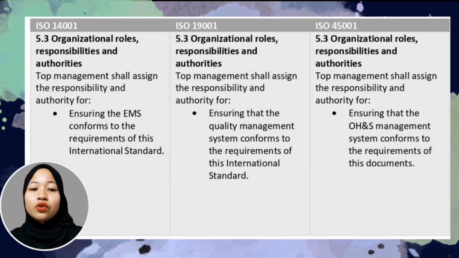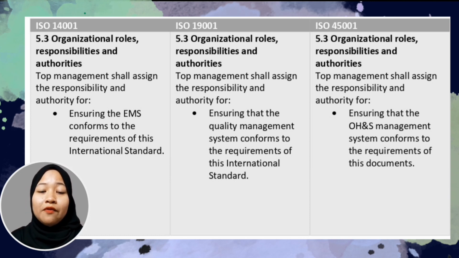The three ISO also have subclause 5.3, which is organizational roles, responsibilities and authorities, but different in content. For ISO 14001, top management shall assign the responsibility and authority for ensuring the EMS conforms to the requirements of this international standard. For ISO 9001, top management shall assign the responsibility and authority for ensuring that the quality management system conforms to the requirements of this international standard. And lastly, for ISO 45001, top management shall assign the responsibility and authority for ensuring that the OHS management system conforms to the requirements of this document.